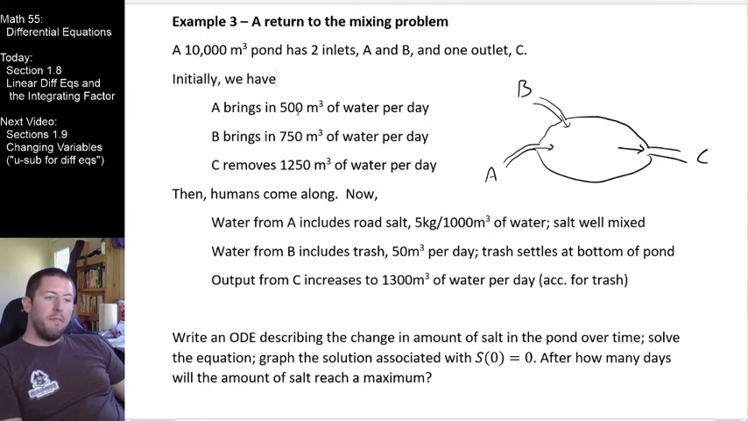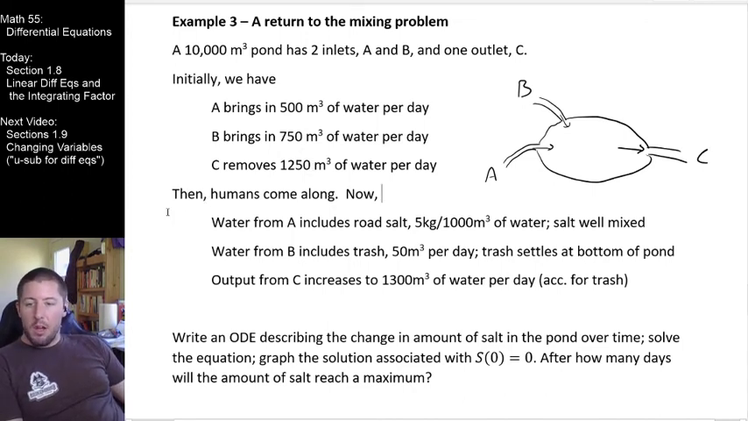inlet A is going to bring in 500 cubic meters of water a day. B is bringing in 750 cubic meters of water per day. And very importantly, notice that C is removing exactly as much as A and B are bringing in, right? So the important thing for us to see here is that there's never any change in total volume of water in this pond. It's going to maintain exactly 10,000 cubic meters of water in our initial scenario. The amount coming in is equal to the amount going out, so the total volume is unchanged.